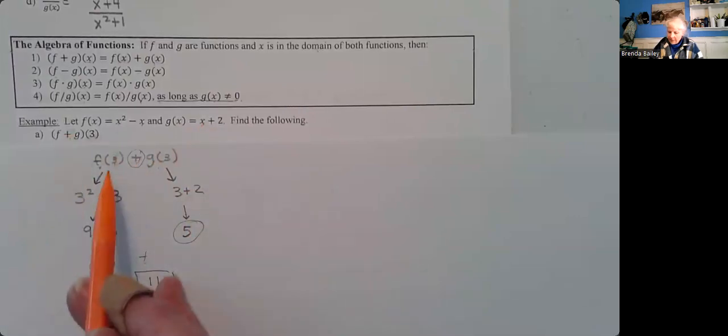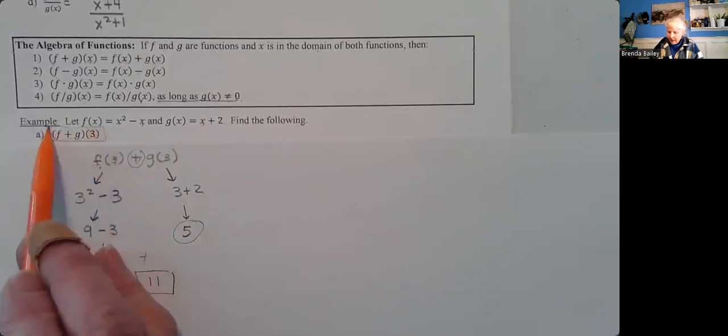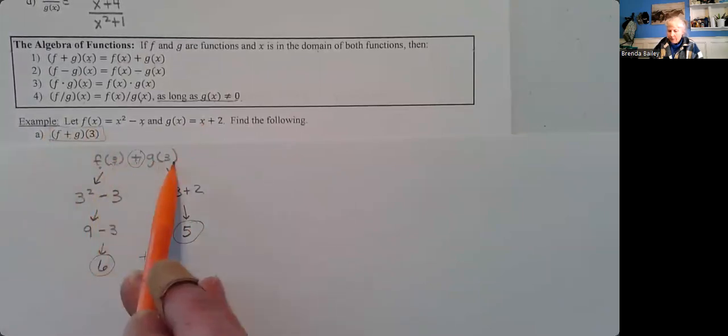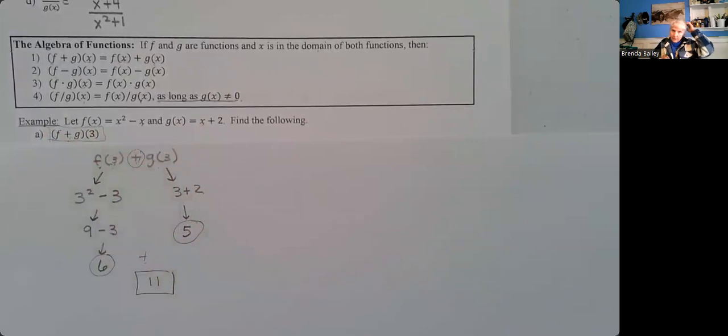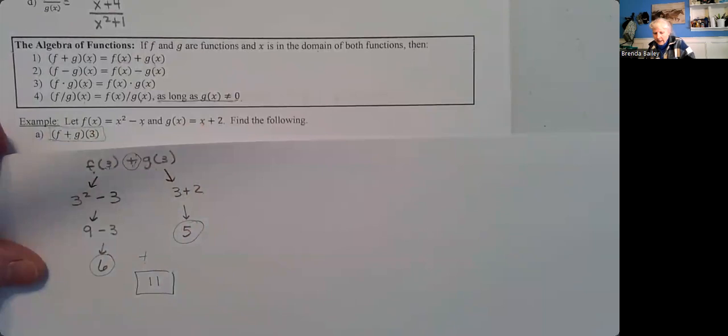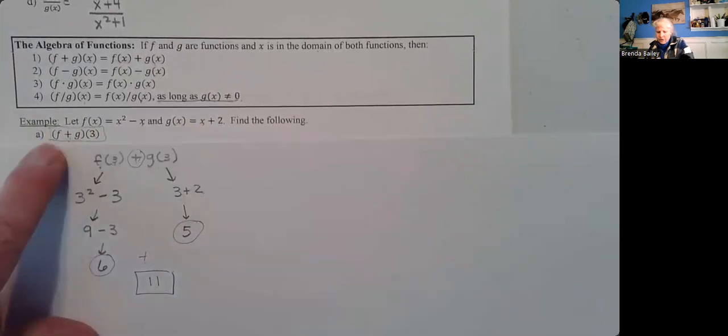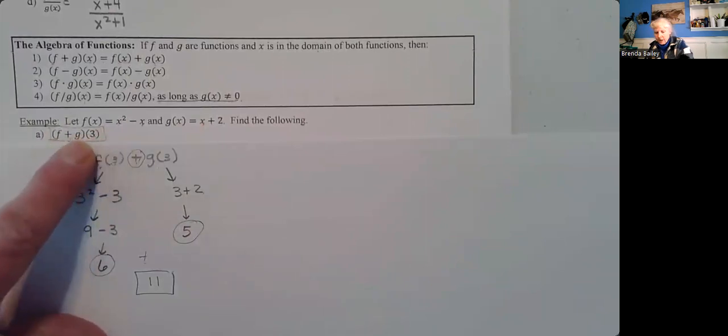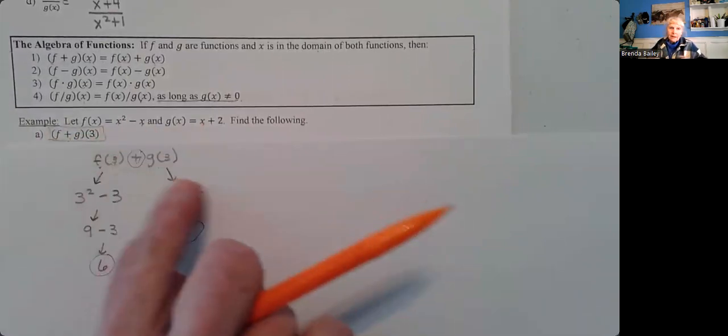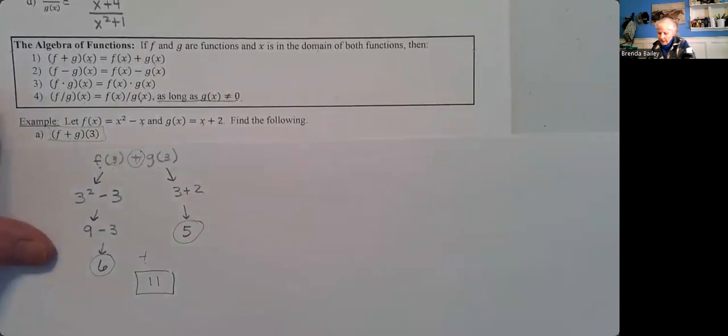So to me, it makes a lot more sense to take this and rewrite it separately with a plus sign. It's a little bit easier. Some of you get to a point where you will just do that. You'll just put, oh, I'll put 3 into the f, I'll put 3 into the g, and I'll add them. You don't need to rewrite it. It's up to you. Let's look at B.